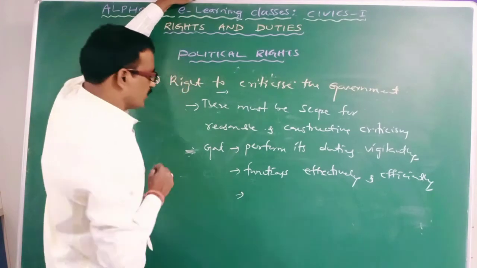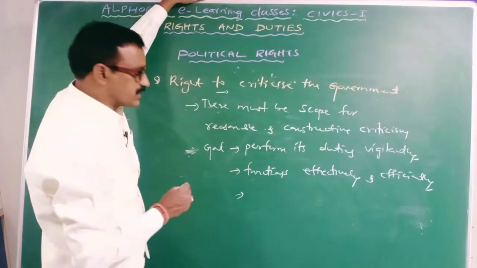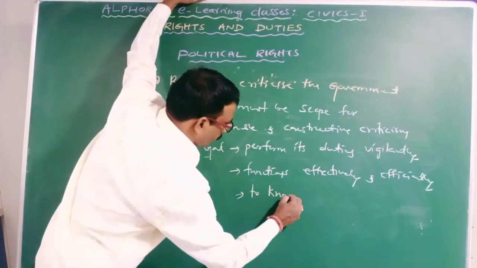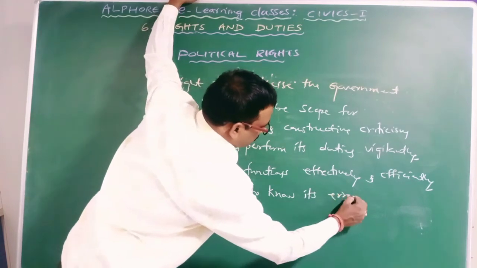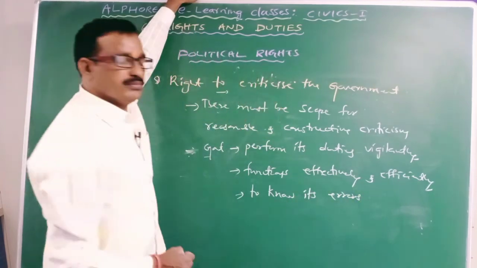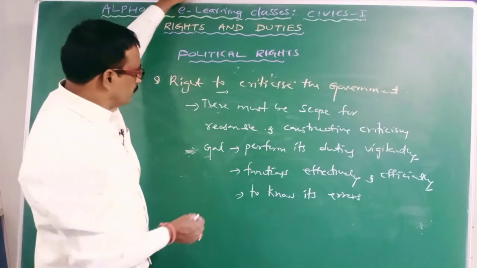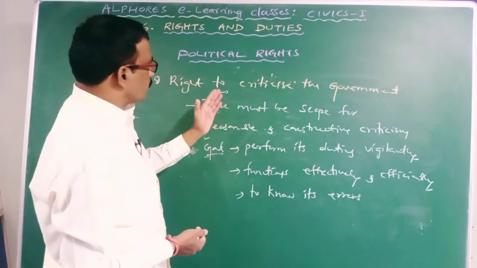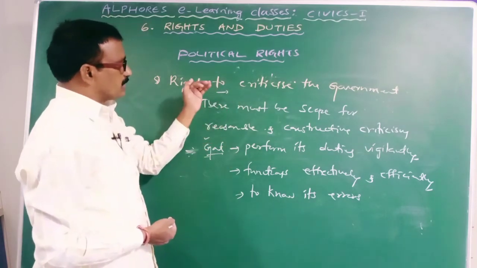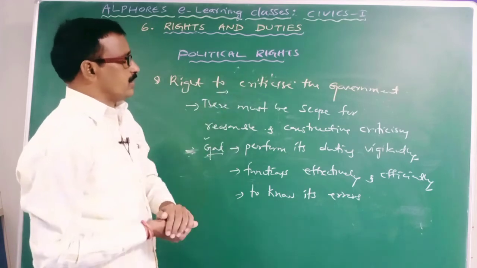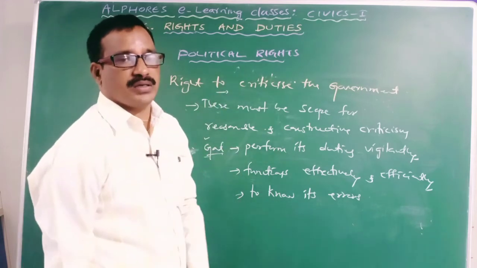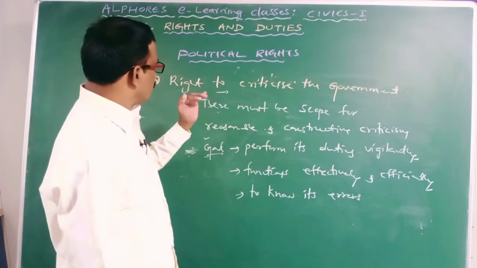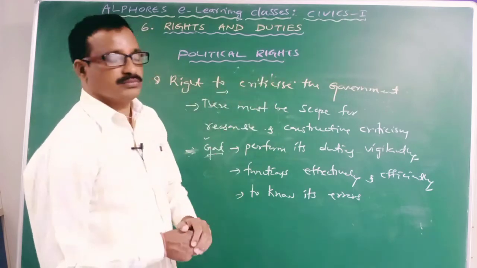Yes. Next, the government can understand what its mistakes are. It helps the government to know its errors or mistakes. Okay, errors or mistakes. Clear? Towards the people, the citizens are able to criticize the public policies and programs which are against the people. Clear? So it is the first point regarding the right to criticize the government.